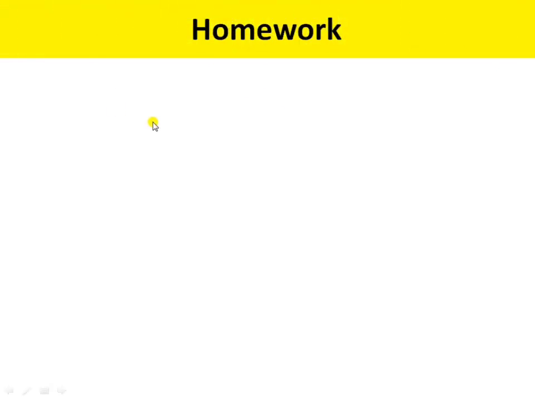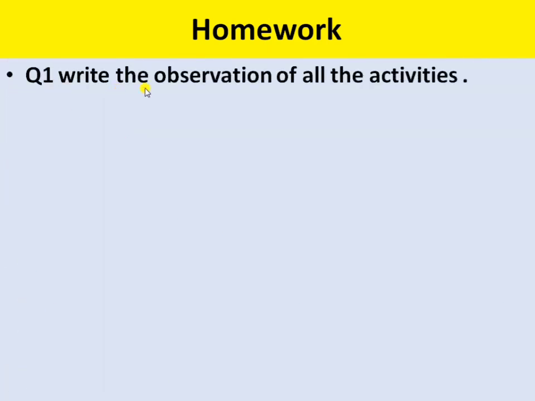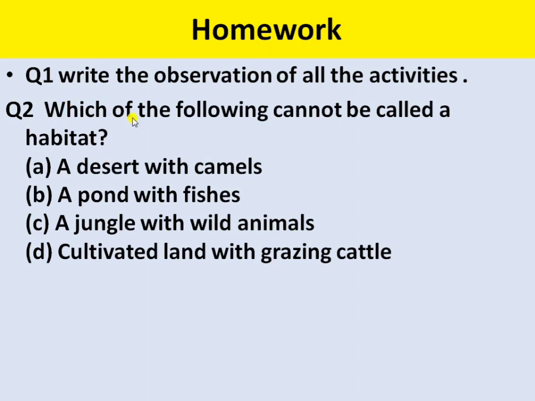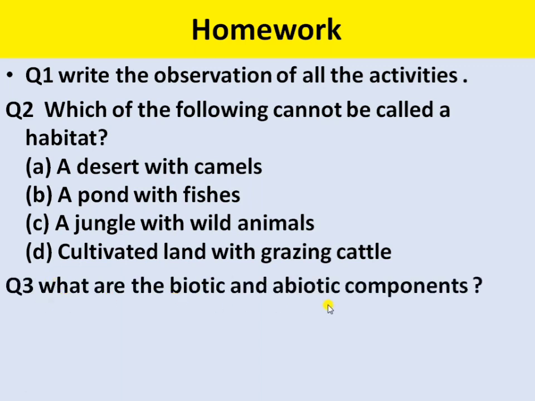Next is the homework of today's lecture. The first question is, you have to write the observation of all these four activities and write it down in your notebook. Question number two is, which of the following cannot be called a habitat? First option is a desert with camels, a pond with fishes, a jungle with wild animals, cultivated land with grazing cattle. Question number three is, what are biotic and abiotic components? Or the definition of biotic and abiotic components.